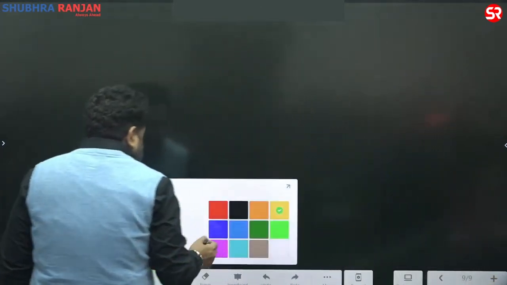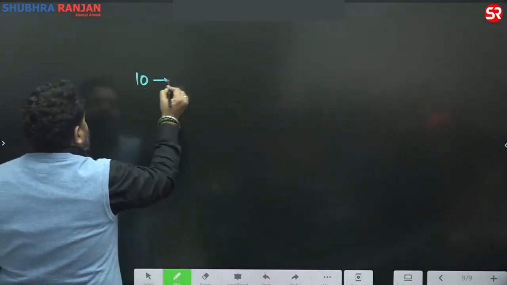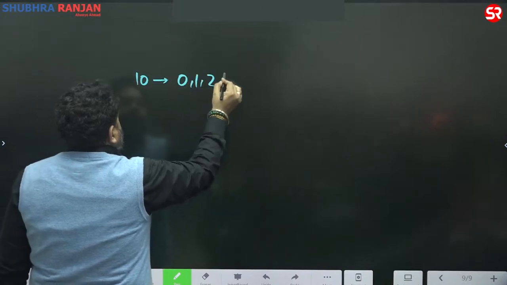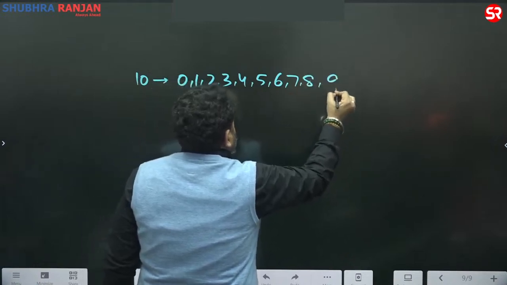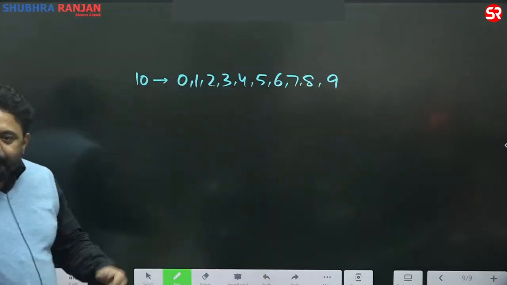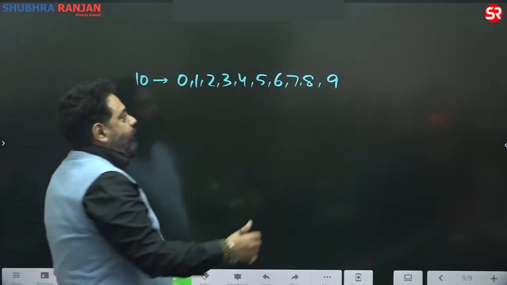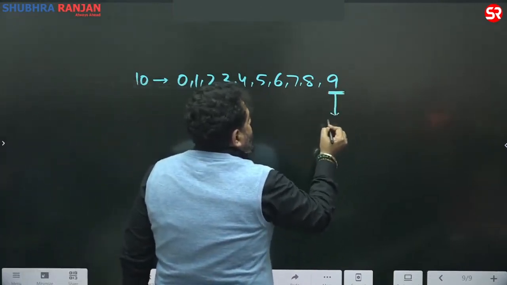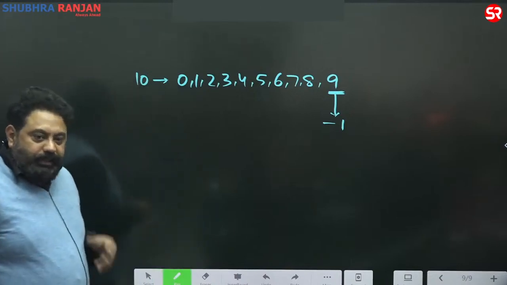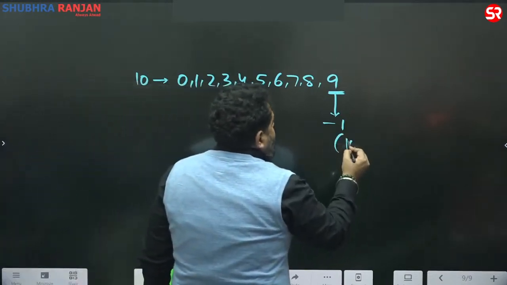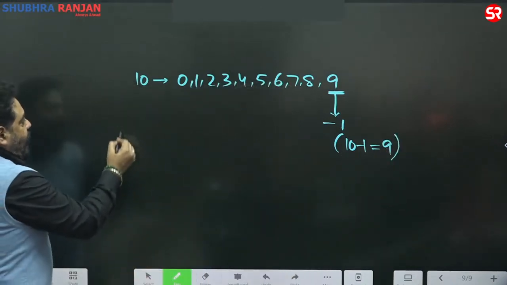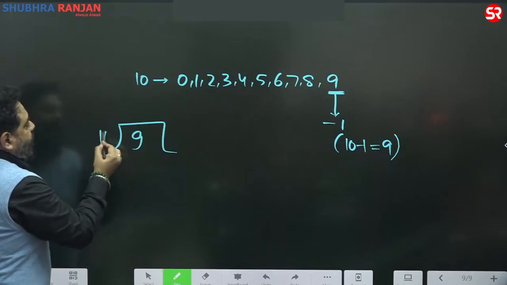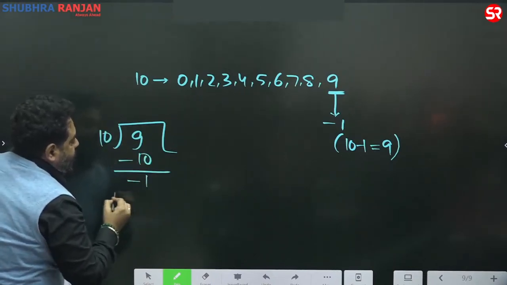Whenever I divide a number by 10, my possible remainders are 0, 1, 2, 3, 4, 5, 6, 7, 8 and 9. These are your possible remainders. Now 9 can actually be written as minus 1. What is the meaning? Meaning is 10 minus 1, which is 9. So what exactly am I doing is 9 when divided by 10, remainder is minus 1.